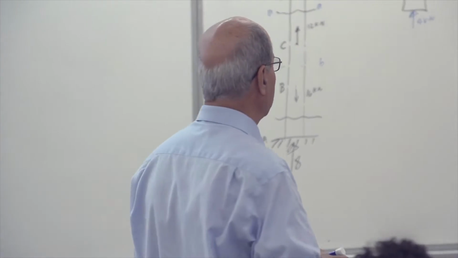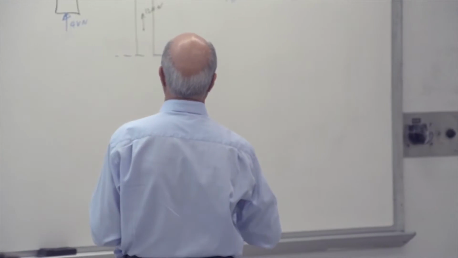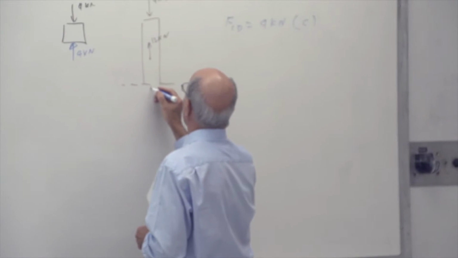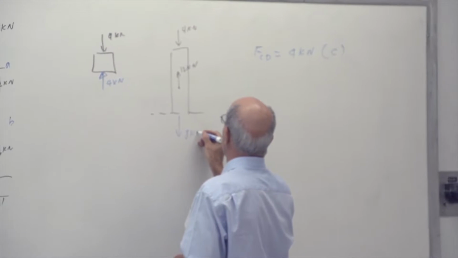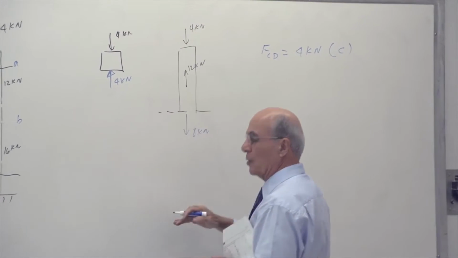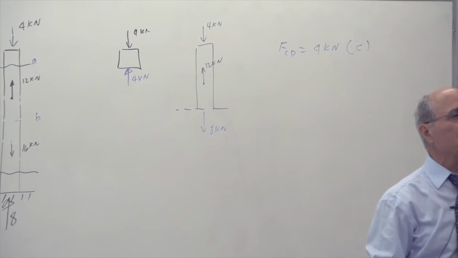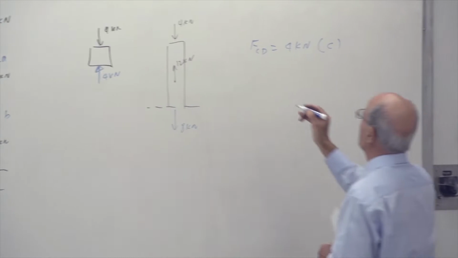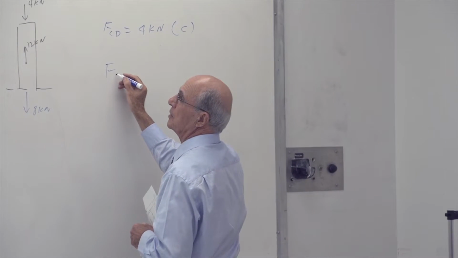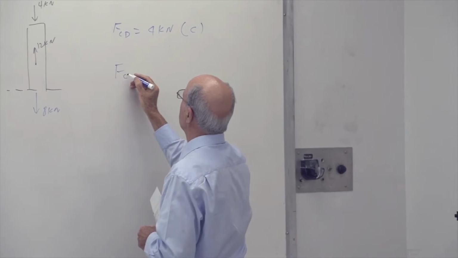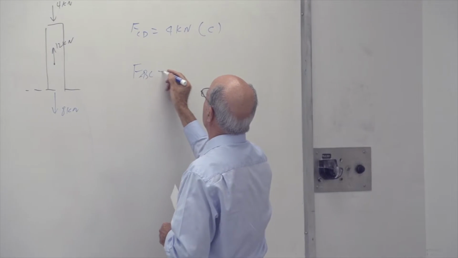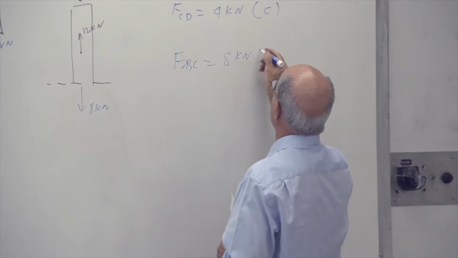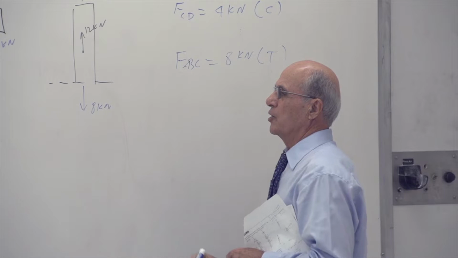So therefore, as you see here, the member here is under 8 kilonewton. Therefore, it's pulling it down. Therefore, that portion of the rod is under tension. Yes or no? Therefore, force in member CB or BC is equal to 8 kilonewton under tension. And so on and so forth.